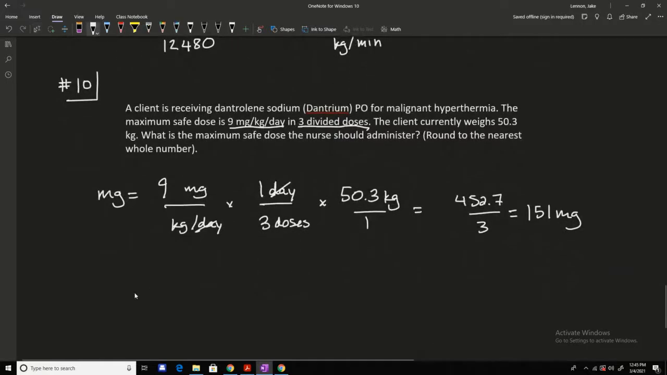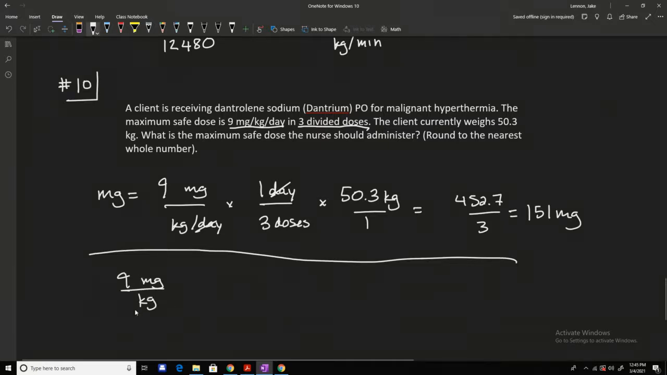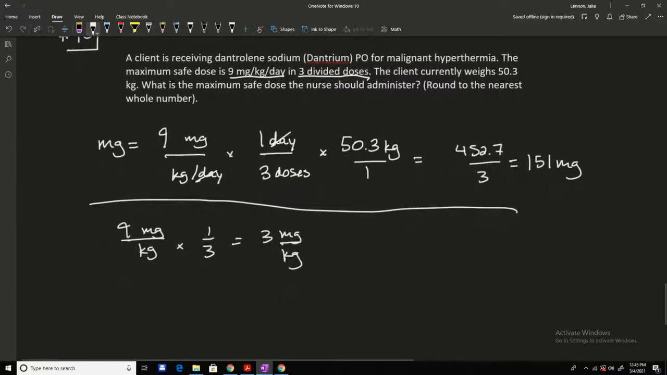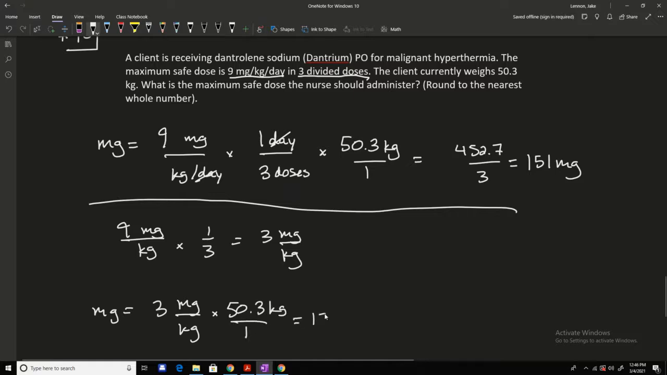Some people would choose to do it in the other order. They might say, okay, well, I need to do 9 milligrams per kilogram and then divide that by 3 to figure out my milligrams per dose. So I would have 3 milligrams per kilogram per single dose, and then go from there and say, okay, well, milligrams is 3 milligrams per kilogram, and then multiply by the 50.3. It's essentially the same exact thing, though. It's just written a little bit different.